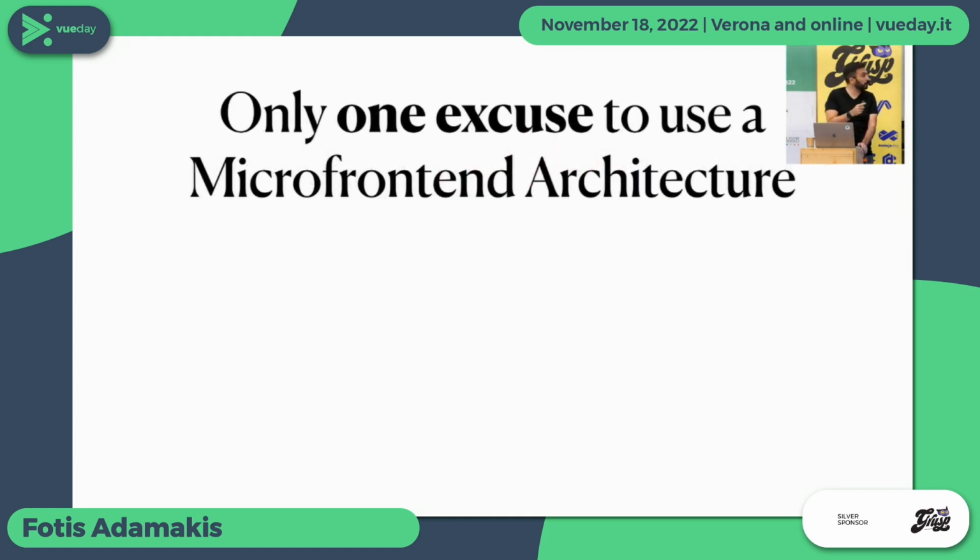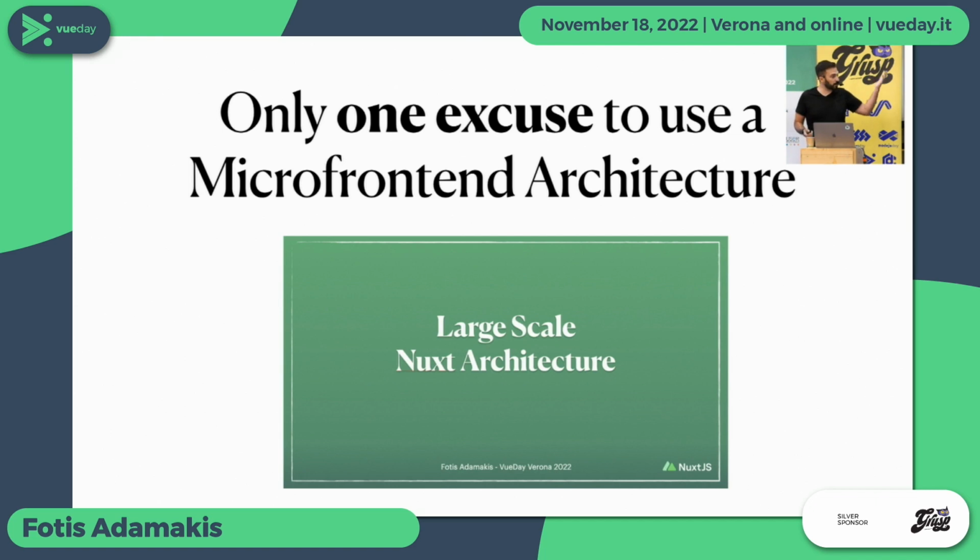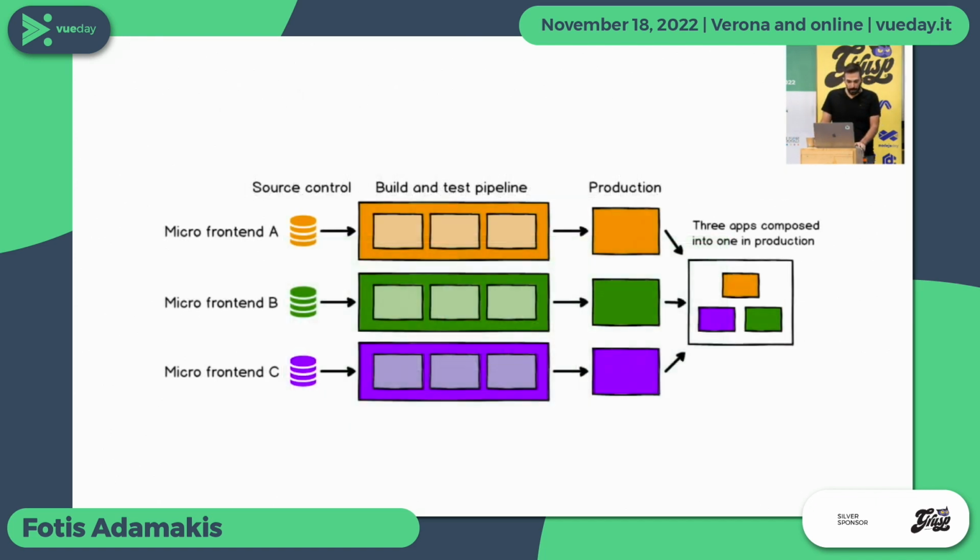There is only one excuse to use a microfrontend architecture, and this is when your app is too big, it's large scale, and you can't do anything else. The idea is to split the product into smaller, simpler applications that can be delivered all the way to production by independent, autonomous teams working on decoupled code bases. This will also enable us to independent deployments and incremental updates.